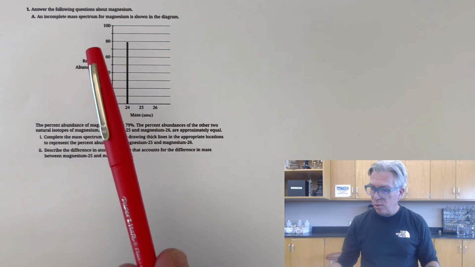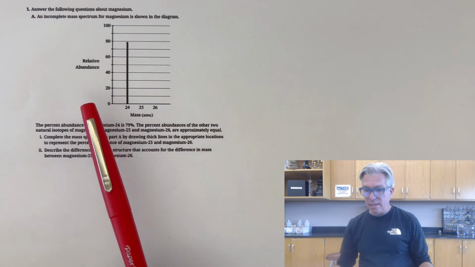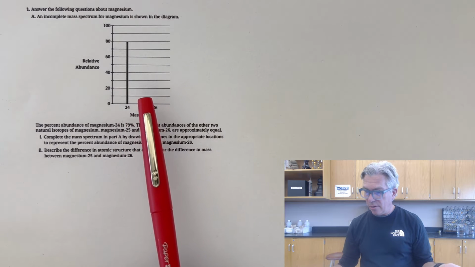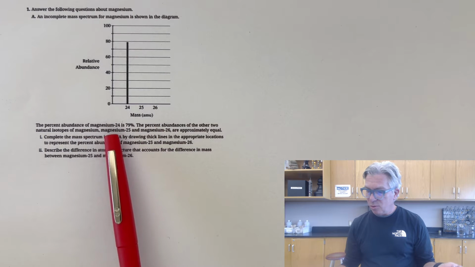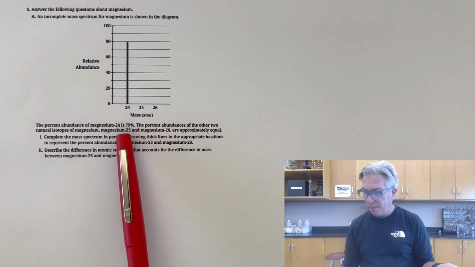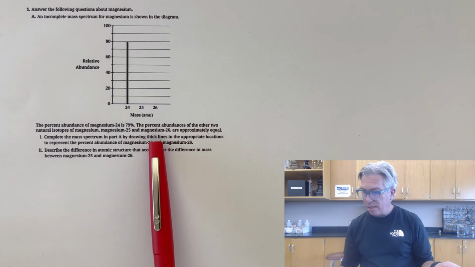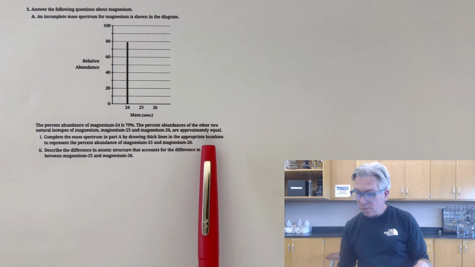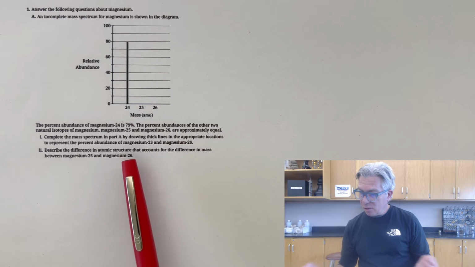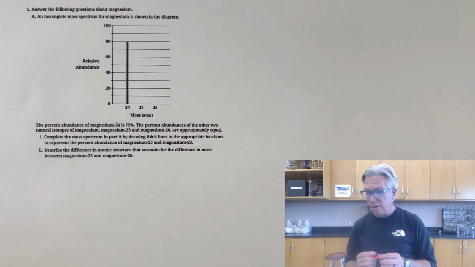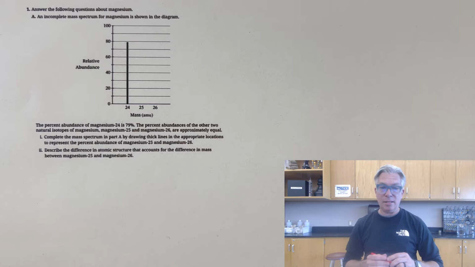So the first question was about a mass spectrum for magnesium. And it says an incomplete mass spectrum for magnesium is shown in the diagram. The percent abundance of magnesium 24 is 79%. The percent abundances of the other two, magnesium 25 and magnesium 26, are approximately equal. Complete the mass spectrum in part A by drawing thick lines on the appropriate locations to represent the percent abundances of magnesium 25 and magnesium 26.